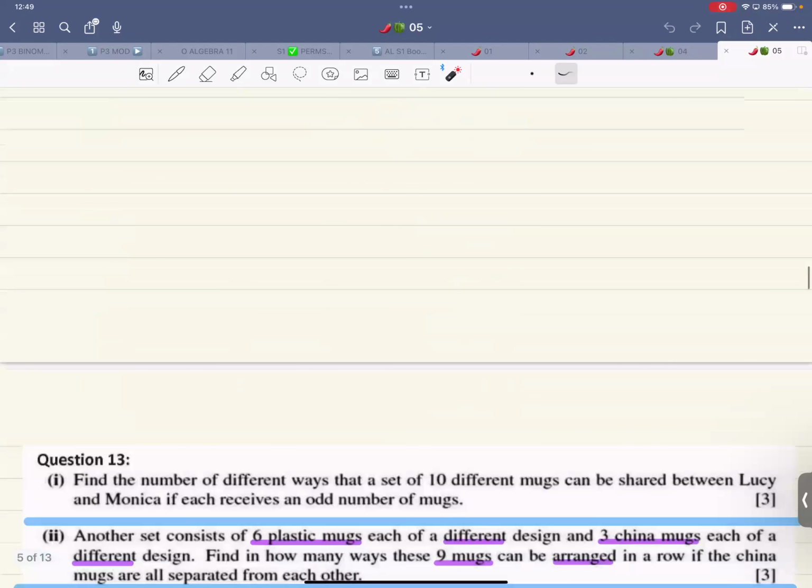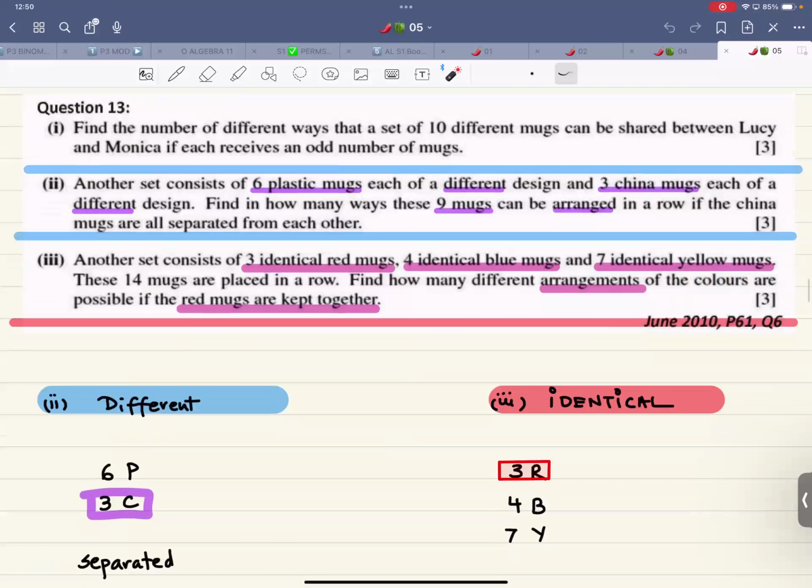The next one. Another set consists of 6 plastic mugs, each of a different design. Yes, the material is plastic, but the design is different, so it's not identical. Another set consists of 6 plastic, different design, 3 china, different design. Find in how many ways 9 mugs can be arranged in a row if the china mugs are all separated from each other.